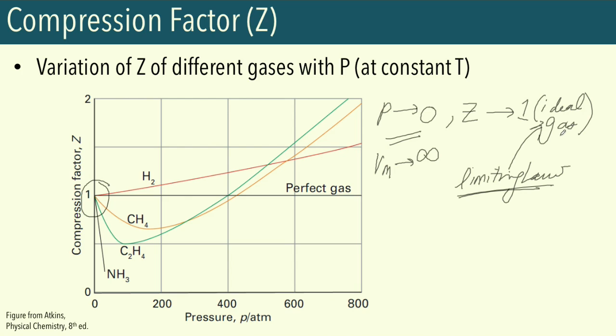Based on the different values of Z, we could also construct our equation of state from here. We could see that for different gases, we have different curves, and these compression factor versus pressure curves could also tell us something about the behavior of gases at different conditions. So we could use this data in order to construct an equation of state.